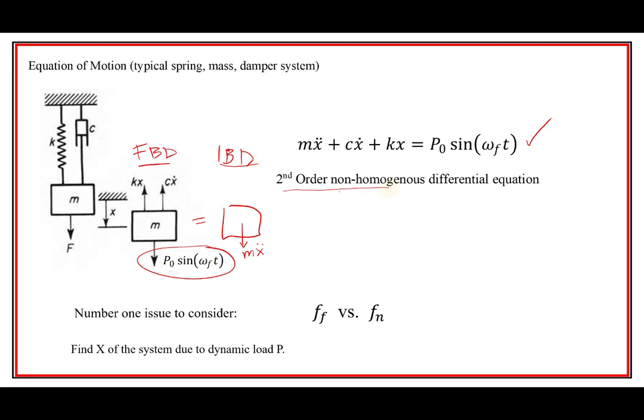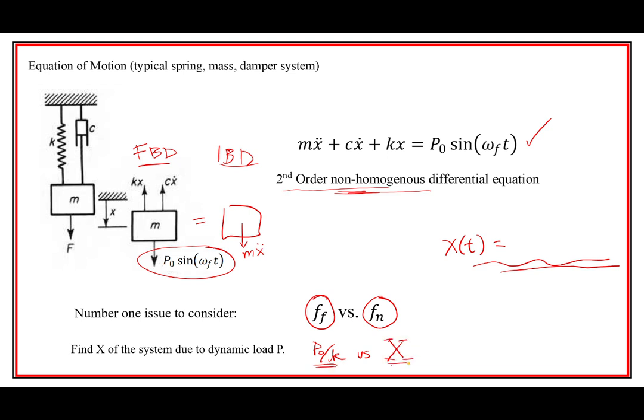You can see that this is a second order, non-homogeneous differential equation. The main thing we're trying to look at is the forcing frequency versus the natural frequency, and see how they interact. Instead of solving the problem this way, where we try to find a solution that gives us a time history, we want to look at the relationship between P0 over k versus X. So this is going to be the input versus the output.